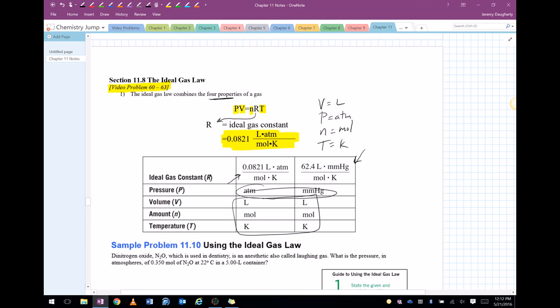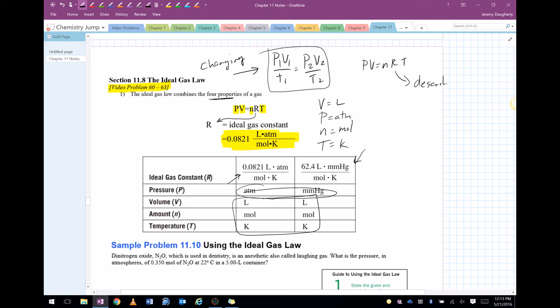Now, let me go over when to use which, since we have two different equations now. We have P1 V1 over T1 is equal to P2 V2 over T2, and then we have PV equals nRT, and a lot of times kids don't know which one to use. Well, if you are changing something about the gas, you're changing the pressure, the volume, or the temperature, you're going to use PV over T equals PV over T. If you are just describing the gas, nothing is changing, then you're going to use PV equals nRT. Hopefully you'll catch on as you work more example problems.